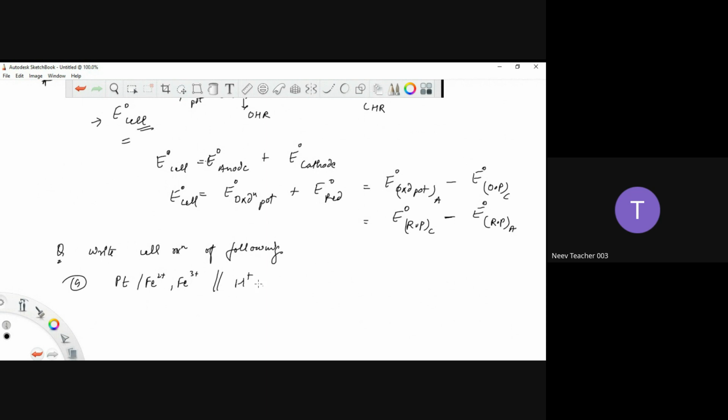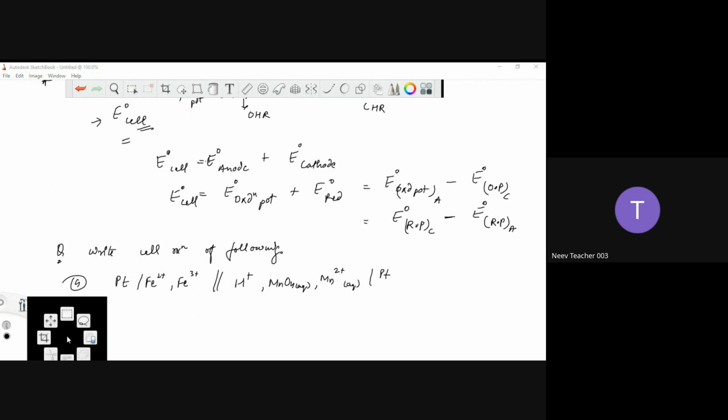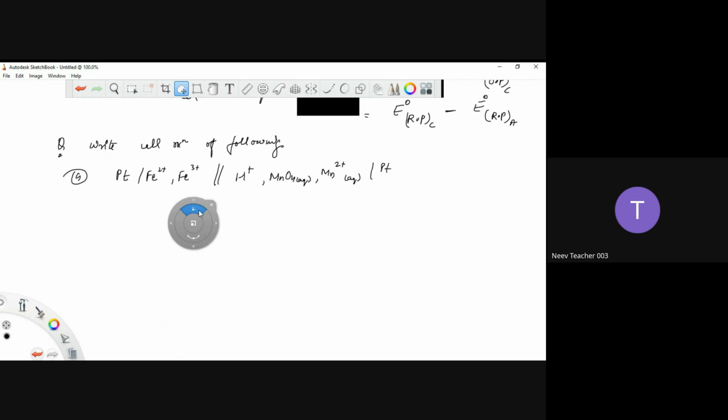Then comes the H plus, MnO4 minus aqueous, Mn2 plus aqueous, and Pt. This way. So can you write the cell reaction? So are you trying, or should I do first? Then you're going to try for others. I will do it. Okay.